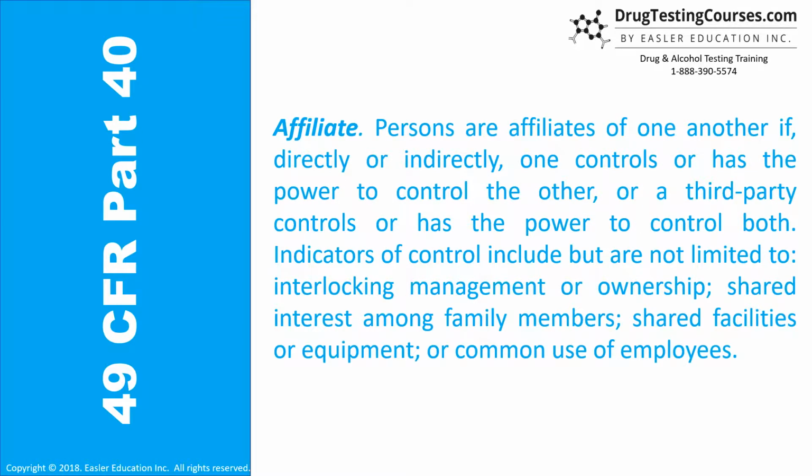Affiliate. Persons are affiliates of one another if, directly or indirectly, one controls or has the power to control the other, or a third party controls or has the power to control both. Indicators of control include but are not limited to interlocking management or ownership, shared interest among family members, shared facilities or equipment, or common use of employees.